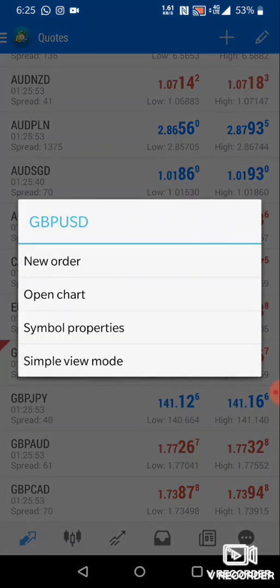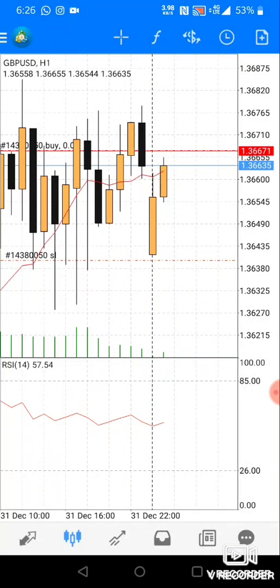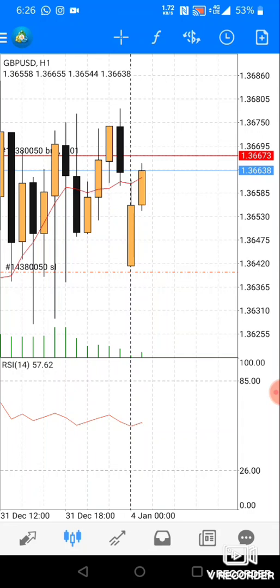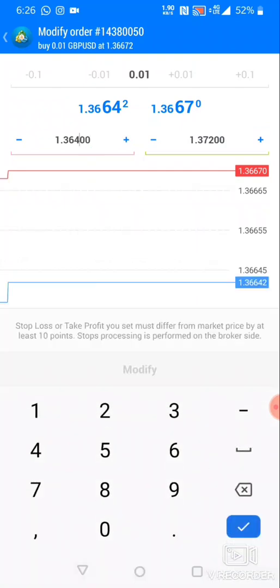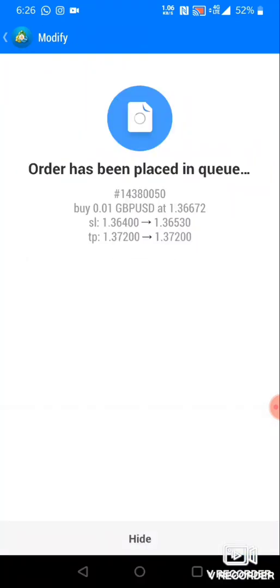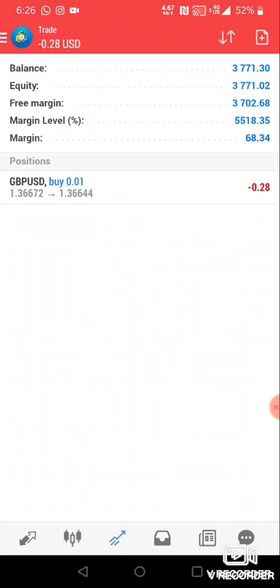This is my favorite pair though, GBP USD. You see where I placed my stop loss? You see that red line? So what we can do is move your stop loss to a profit. So now we're gonna move it up to 1.36530. You see that? So we are staying in profit. So even if it came down, we still made money. Always stick with your plan. You see it's dropping down from 0.50.